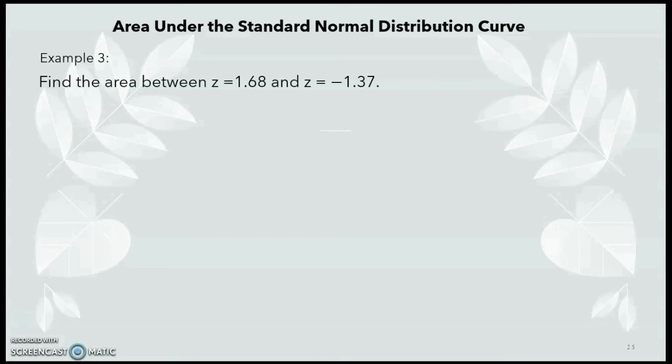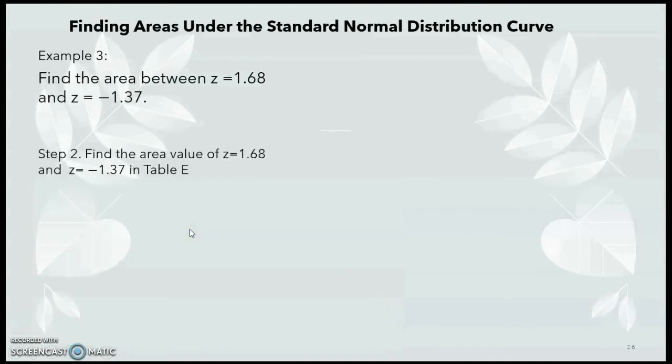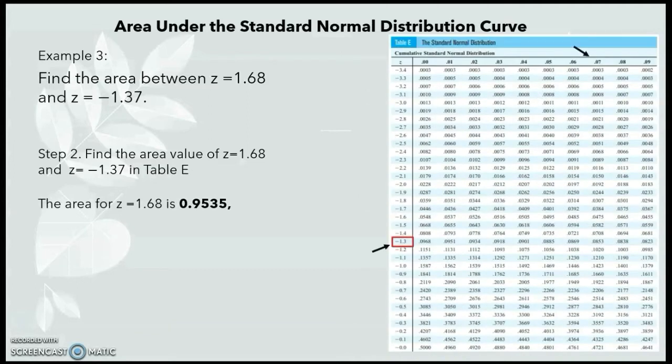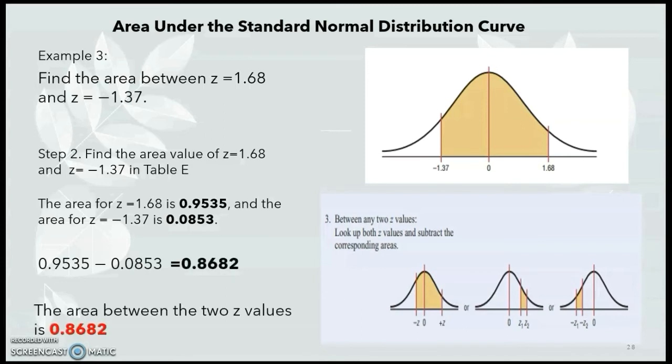Third example, find the area between z equals 1.68 and z equals negative 1.37. First, draw the figure. So we are looking for the area between negative 1.37 and 1.68. Next step, find the area value of the given z-values in table E. For 1.68, the area is 0.9535. For negative 1.37, the area is 0.0853. This third example is an example of case 3 in the procedure table, wherein we will subtract the corresponding areas of the two z values. 0.9535 minus 0.0853 is equal to 0.8682. So the area between the two z values is 0.8682.